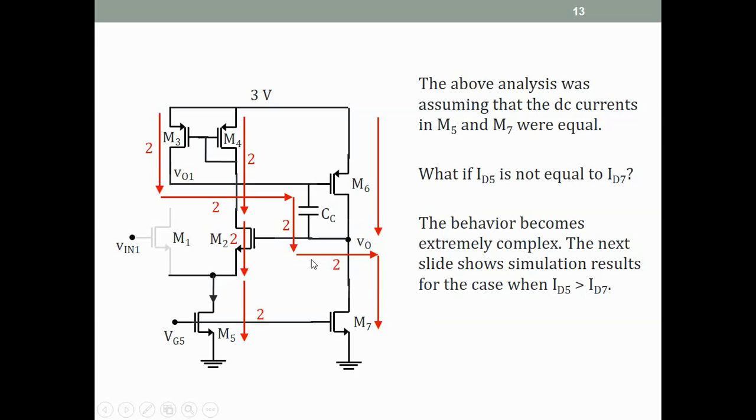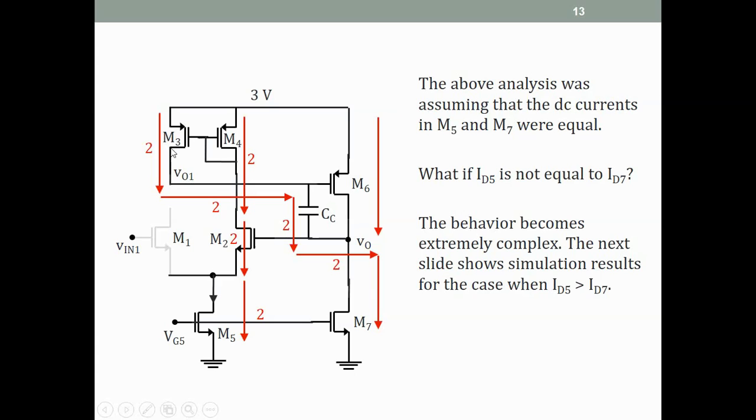So what we are saying is, if this is 2 and this current is less than 2, what happens? M7 cannot carry 2 milliamperes. Let us say its saturation current is 1 milliampere. Then 2 milliamps cannot flow here because M7 can support only 1 milliamp. So this has to be 1, this has to be 1, this has to be 1. Let us just see what happens. You can probably guess, right?